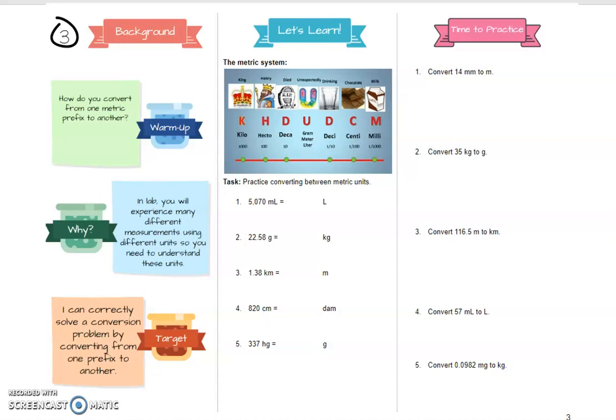Here on page 3, we're going to be thinking about metric prefixes, which hopefully you saw when you did your warm-up. And the why for this: we're going to be working with a lot of these metric units in lab in general, so you need to make sure you understand them. And the third one there with your target, you need to make sure by the end of this you can correctly solve these conversion problems using these prefixes.